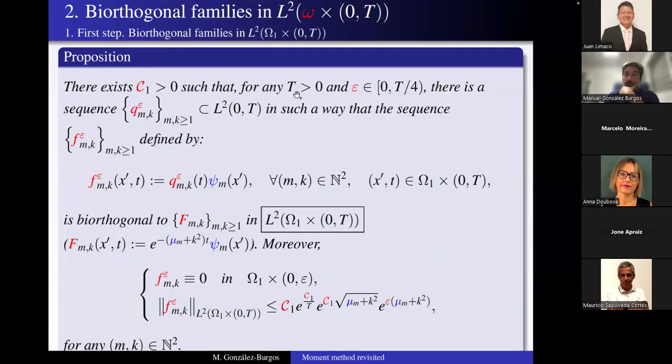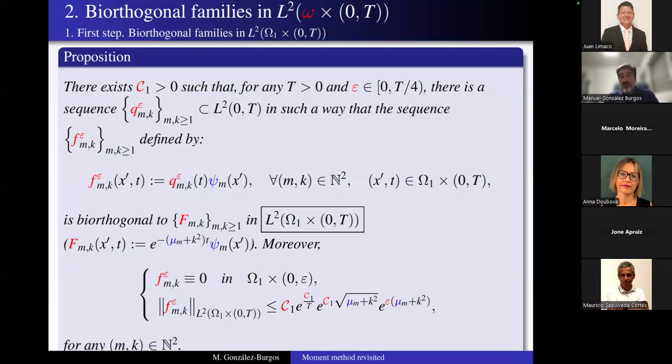There exists a constant C1 such that for any t and for any epsilon between 0 and t over 4, there exists a sequence q_{m,k,epsilon}, only depending on time, such that the function f_{m,k,epsilon}, which is equal to q_{m,k}(t) times C_m of x prime, this family is B-orthogonal to f_{m,k} in L2 of the capital Omega 1. And in fact, we can prove that this f_{m,k,epsilon} is 0 for t between 0 and epsilon. And the norm of this quantity is not too bad, because it's a constant, an exponential over t times the exponential of C1 times the square root of the eigenvalue mu_m plus k squared, and we have another quantity you can forget. This is the proposition.